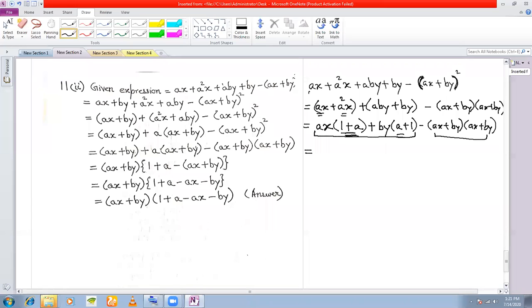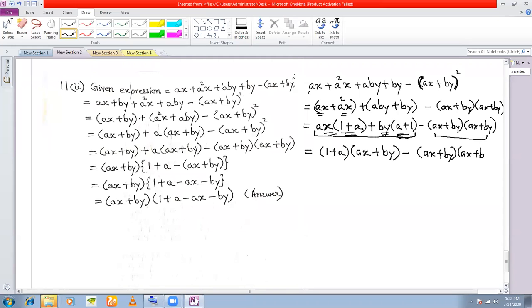And what I do is between these two, I take out 1 plus a. So if I take out 1 plus a, I'm only left with ax plus, and here I'm left with plus by. Okay, minus, and you write this as it is.